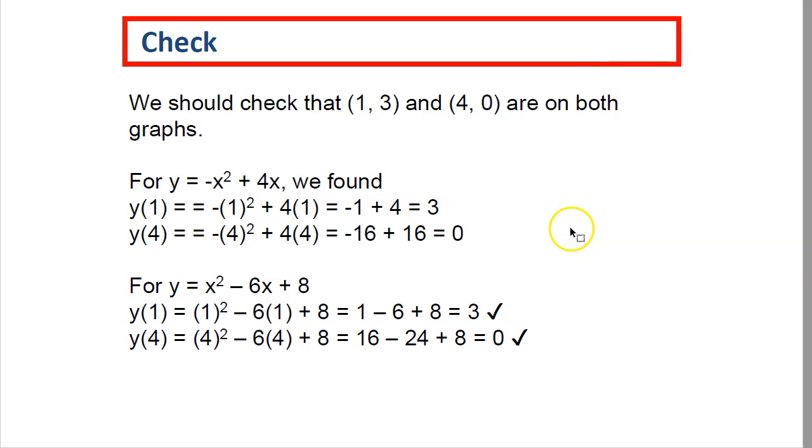Let's check. We should check that (1, 3) and (4, 0) are on both graphs. For y equals negative x squared plus 4x, we found (1, 3) and (4, 0). When we evaluate our other quadratic function, x squared minus 6x plus 8 at 1, we also get 3, that checks. And when we evaluate at 4, we also get 0, that checks.